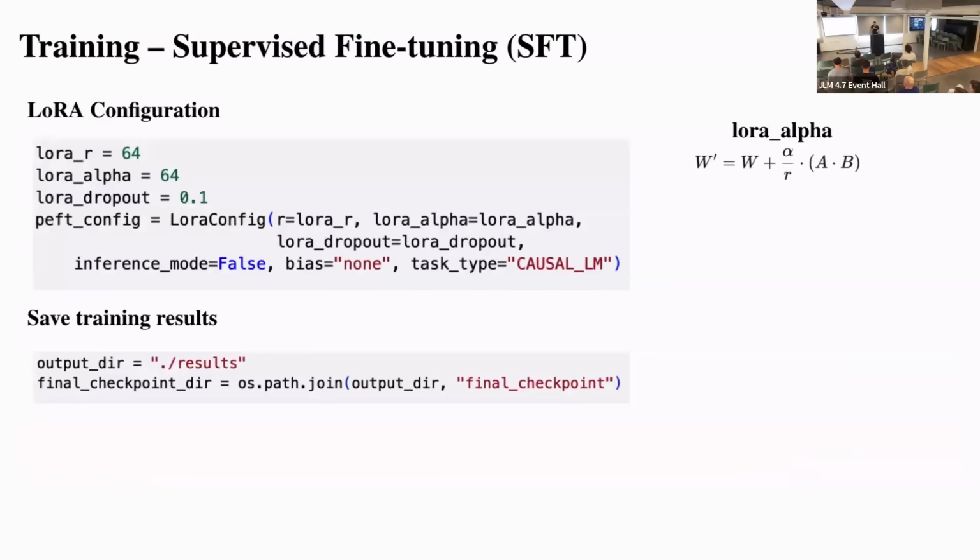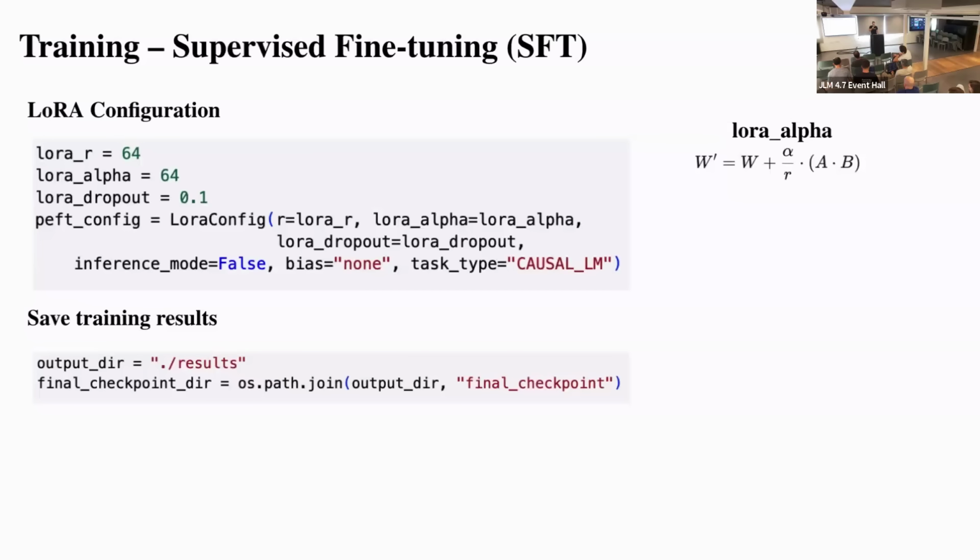Okay, so we have our data set, we loaded it. Now we want to start the training. So first thing, we need to configure the LoRA parameters because we are going to use it. LoRA R is for the rank. I use 64 in this example.